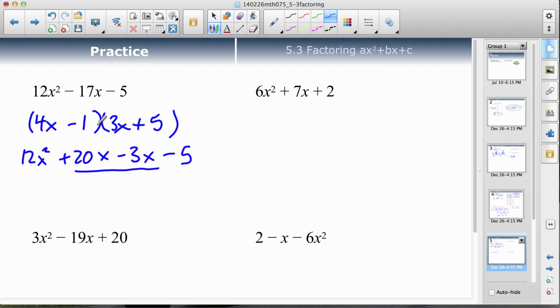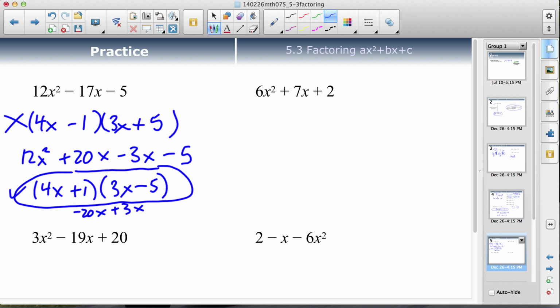So maybe the best thing to do here then, I know this one doesn't work, but maybe it's just the signs. So let's change this: 4x plus 1 and 3x minus 5. 12x squared again. This time I get minus 20x and a plus 3x. And if I add those together, I get minus 17. This is our one right there. Okay. So this work here, it's good work. It's nice to show that, but it wasn't the correct factor of that. But at least it helped me find what the correct factor is.